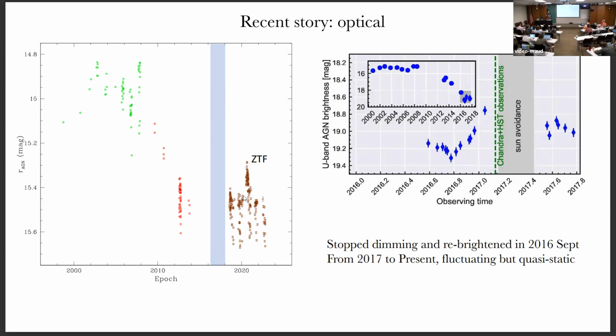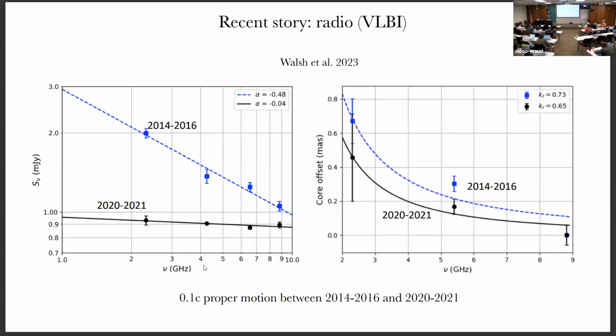Okay, there could be some fluctuation in the ZTF data points, but it's not dramatically increased. And the other story is from the radio side as well. A recent paper published by Greg Walsh and a grad student at the University of West Virginia does VLBA follow-up monitoring. The two-epoch observations are around 2014, between 2016 and 2020, 2021. These are VLBA observations, multi-frequency, four observing frequencies from around 2 gigahertz up to almost 10 gigahertz.